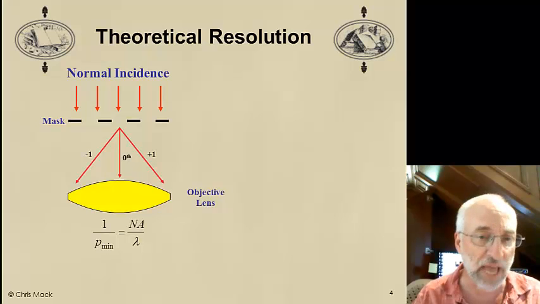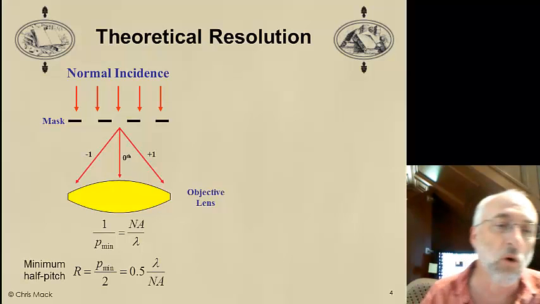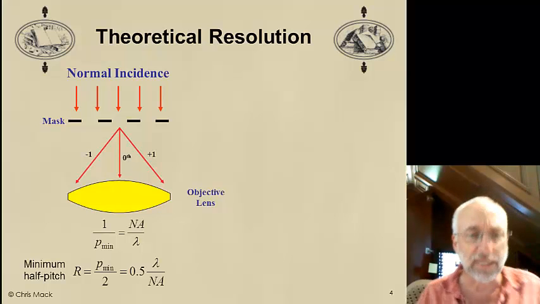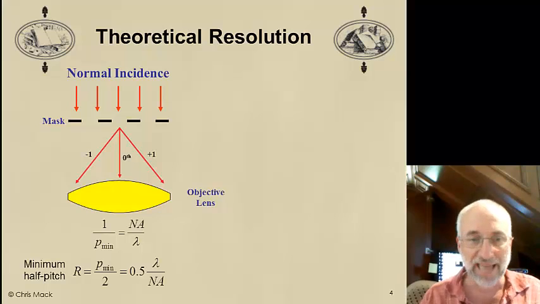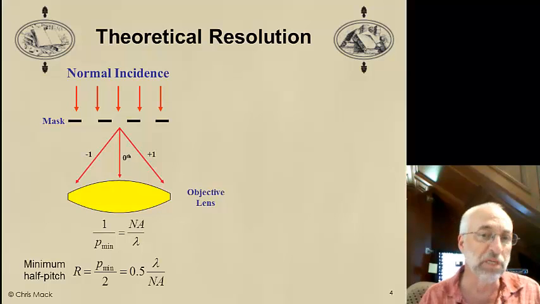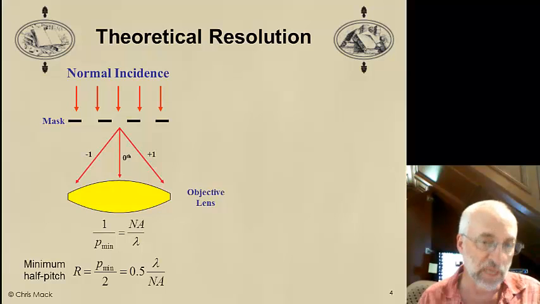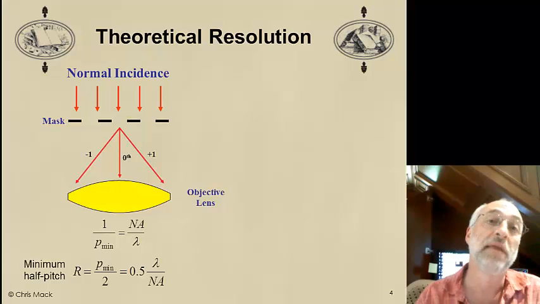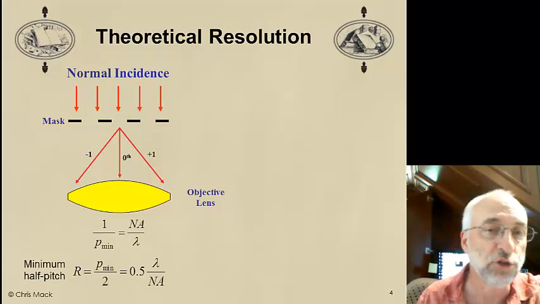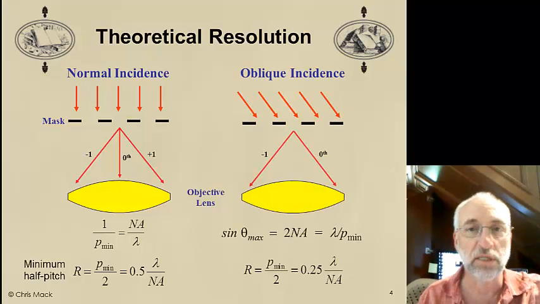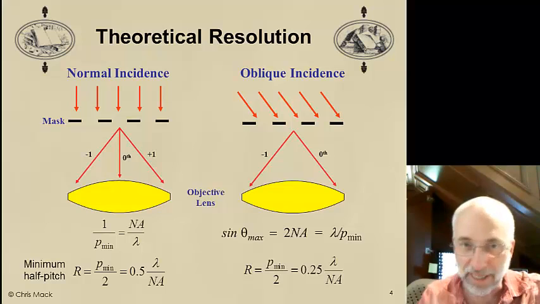So let me rearrange that and define something called the minimum half pitch. I'll use the term R for resolution. And this is what I'll mean by resolution, the smallest half pitch that I can print. So R will be P min over 2, and it's simply 0.5 lambda over NA. That's our theoretical resolution for normally incident light. Now, let's see how this situation changes when we tilt the illumination. So I'm going to tilt the illumination, but not just any old tilt.